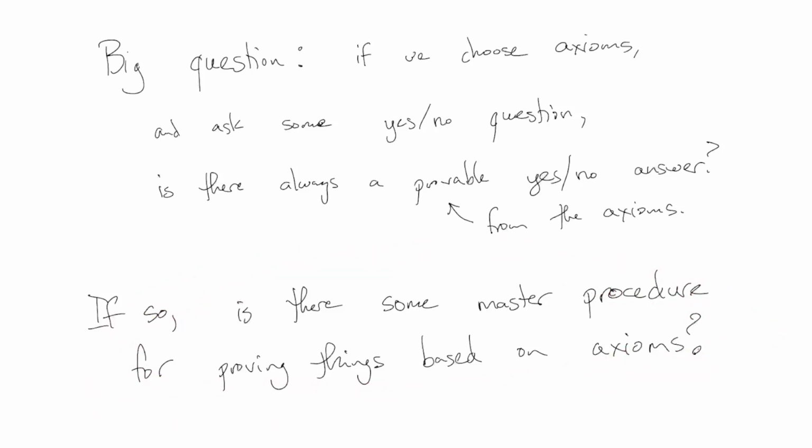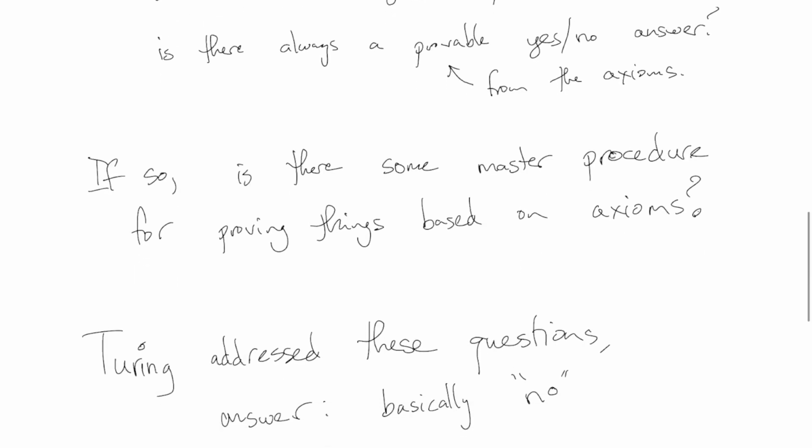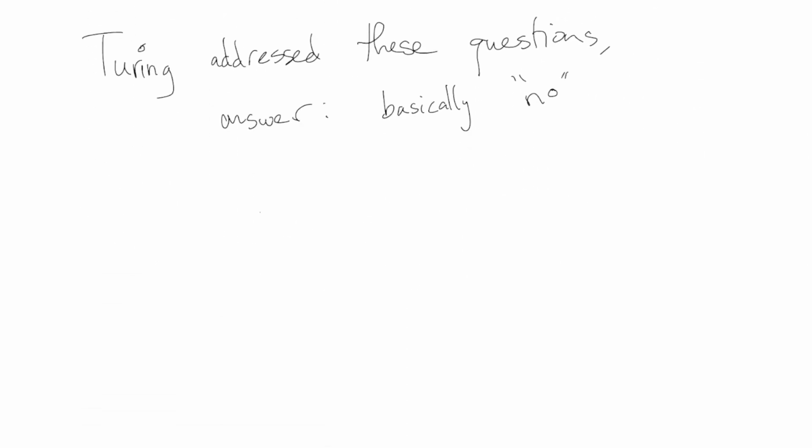And then the second question also, is there some master procedure for proving things based on axioms? Another way to ask that is, is it possible to create a computer that just generates all possible theorems by combining the axioms in some way? And the answer to this is also sort of no, because there are some theorems which, even though you can ask the question, actually have no yes or no answer that's provable based on axioms. Very strange. These were Turing's contribution. But anyway, the big question, sort of a preliminary question that Turing asked, is, what exactly is a procedure?